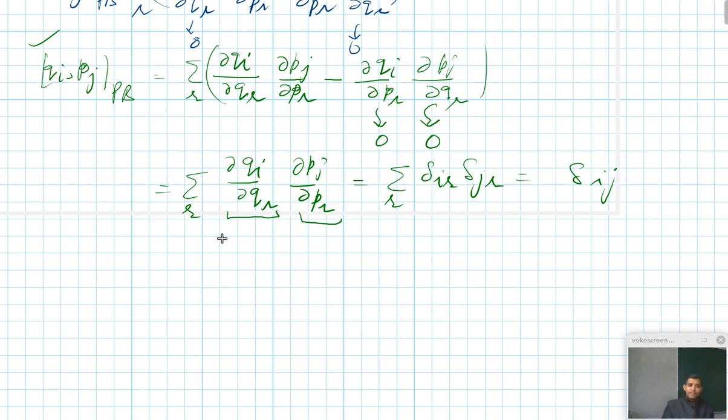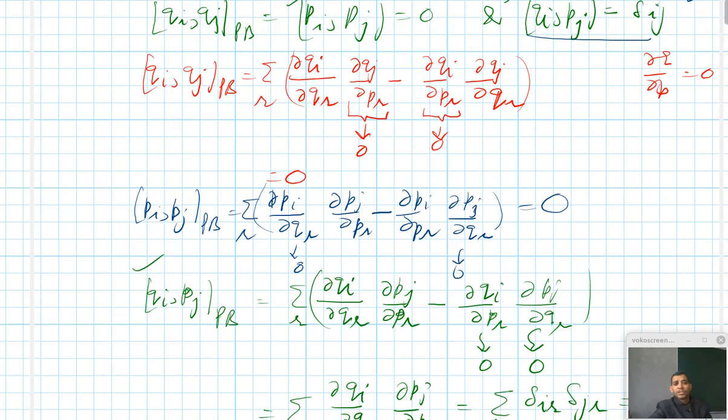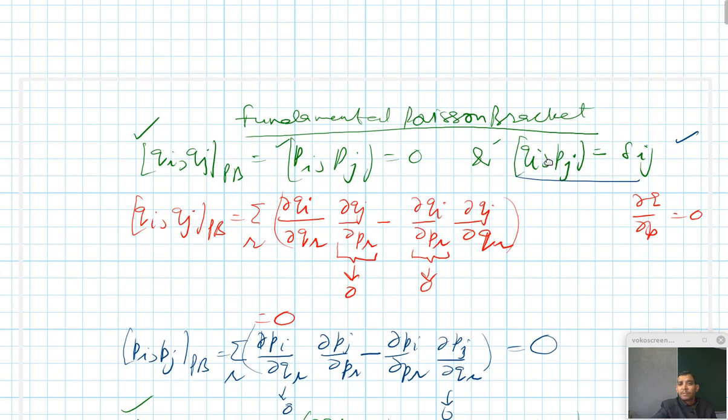So now in this lecture we have discussed some very important properties of Poisson brackets, and the fundamental Poisson brackets we have also discussed, and these three fundamental Poisson brackets are used later on in so many problems, right? So that's all for today's lecture.